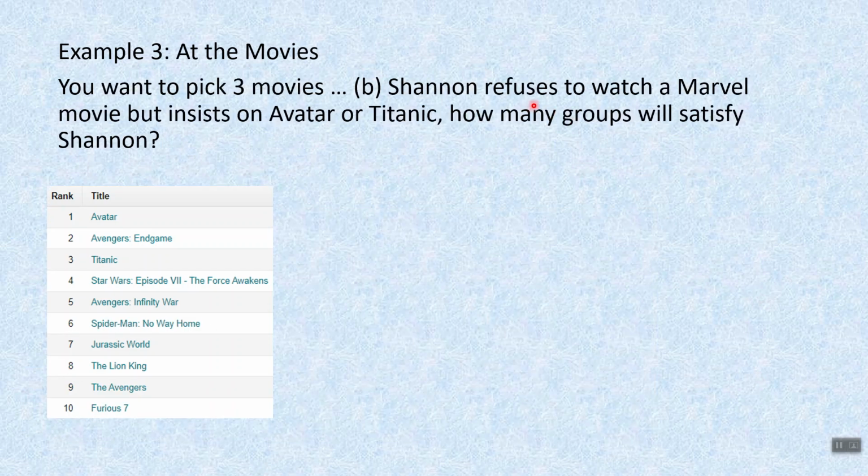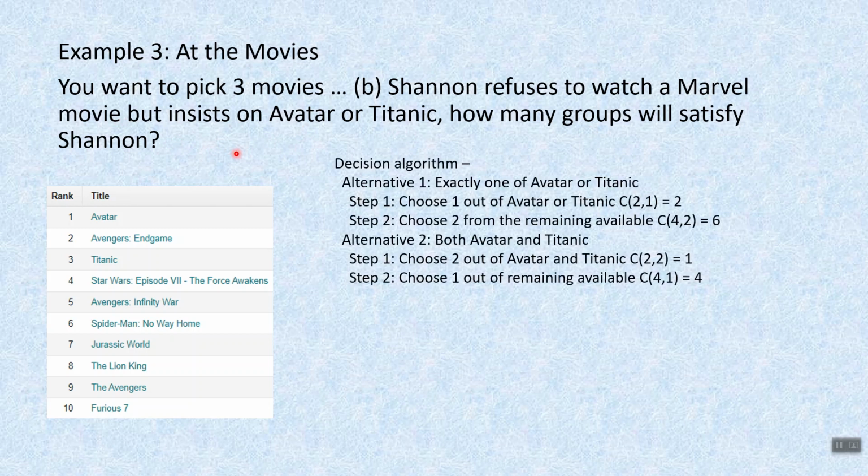Now, Shannon not only refuses to watch a Marvel movie, but she insists on watching either Avatar or Titanic. How many groups will satisfy Shannon? I'm guessing only her friend group. But I mean, how many groups of movies will satisfy Shannon here? So, we can write a decision algorithm for this. Okay, so she wants Avatar or Titanic. But keep in mind, in math, or is not just either or. It's either or, it's one or the other or both.